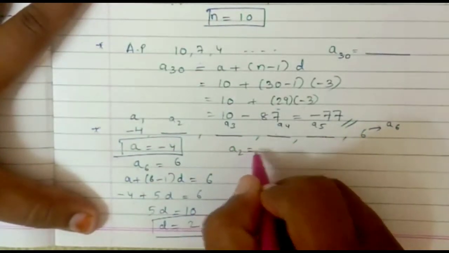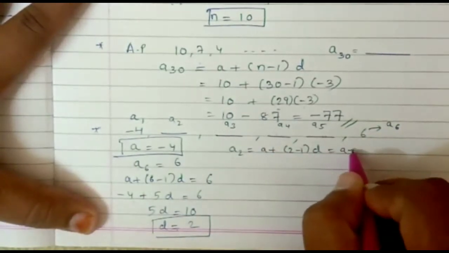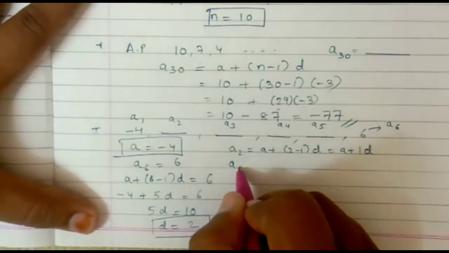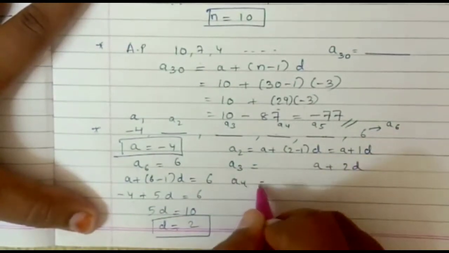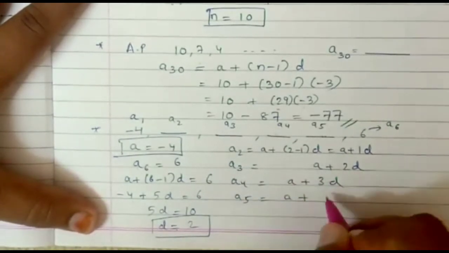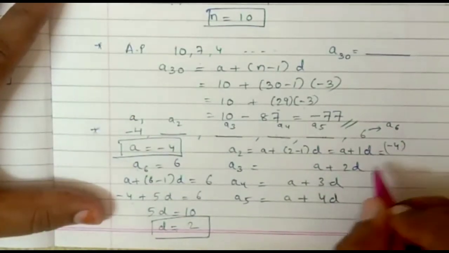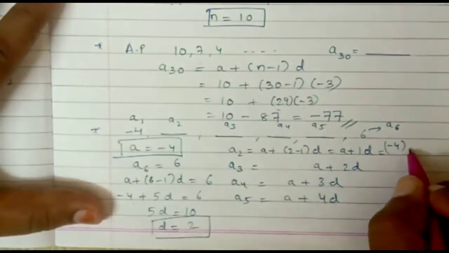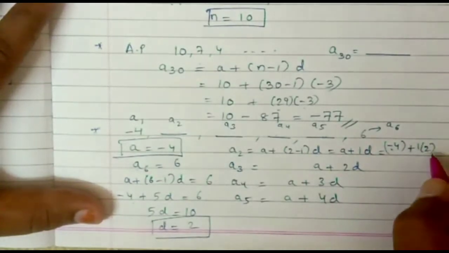So A2 will be A plus (2 minus 1) into D, which is A plus 1D. In the same way, now I am writing directly. A3 will be A plus 2D, A4 will be A plus 3D, and A5 will be A plus 4D. Now substituting the value, this will become minus 4 as A plus 1 into D. So 1 times 2 will be minus 4 plus 2. That will be equal to minus 2.